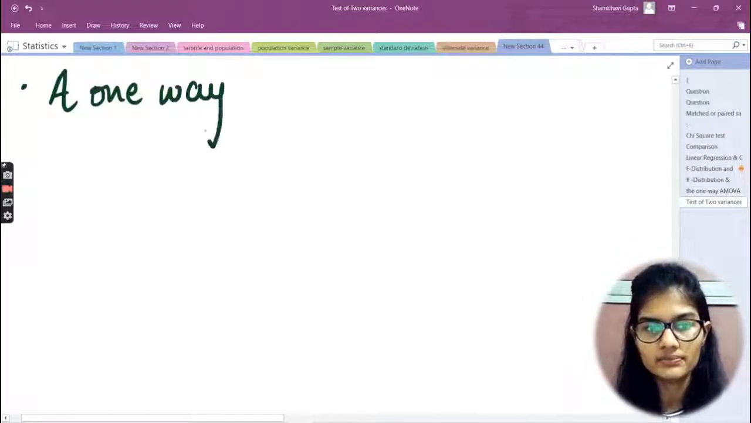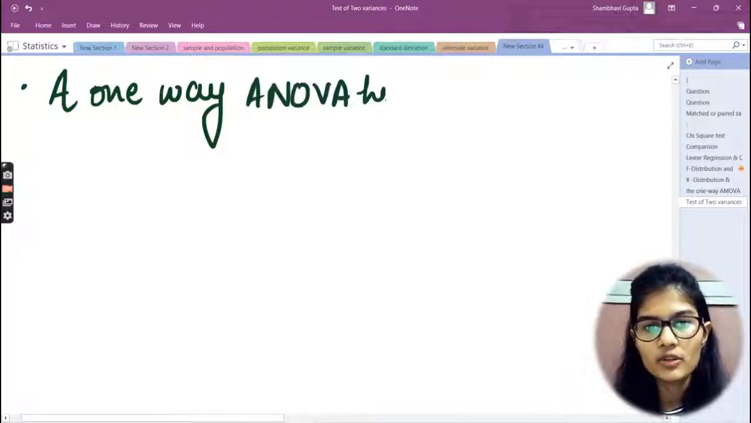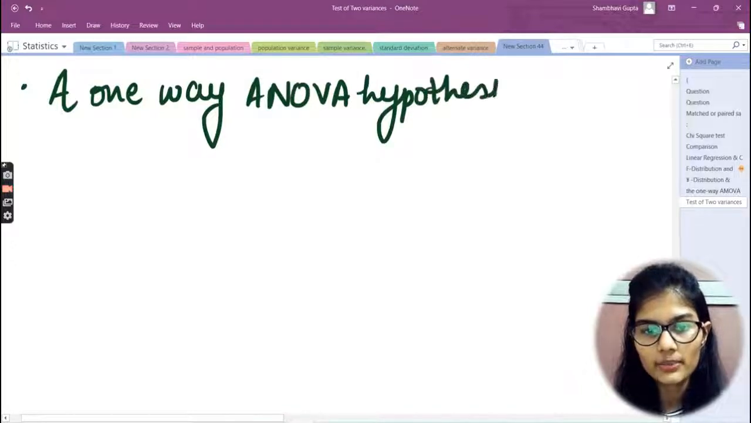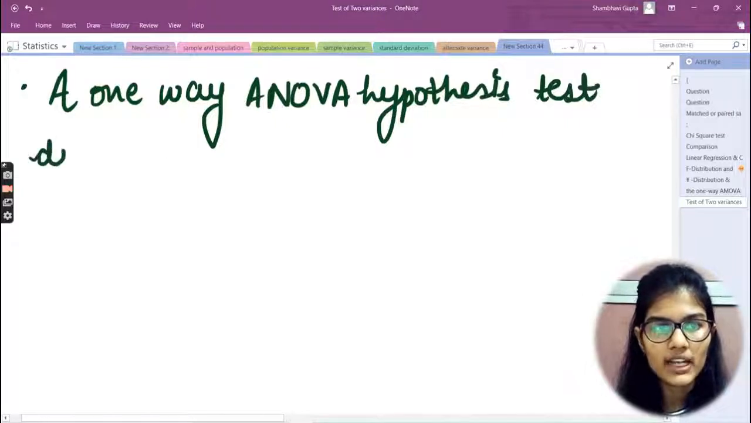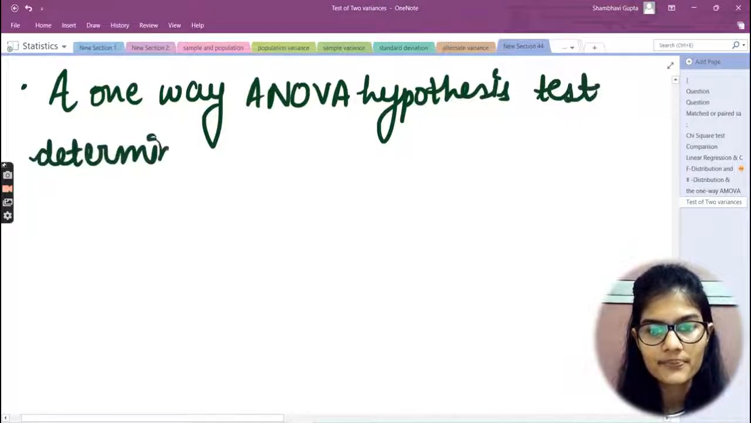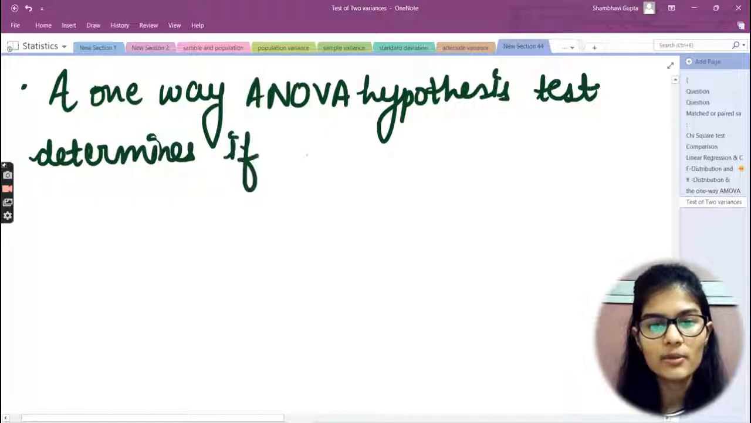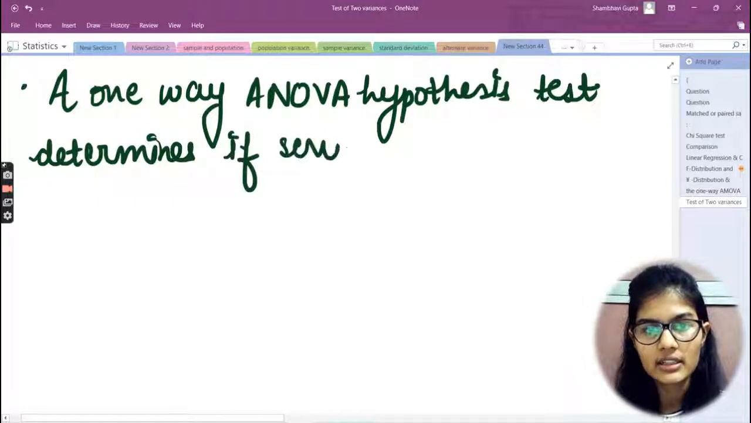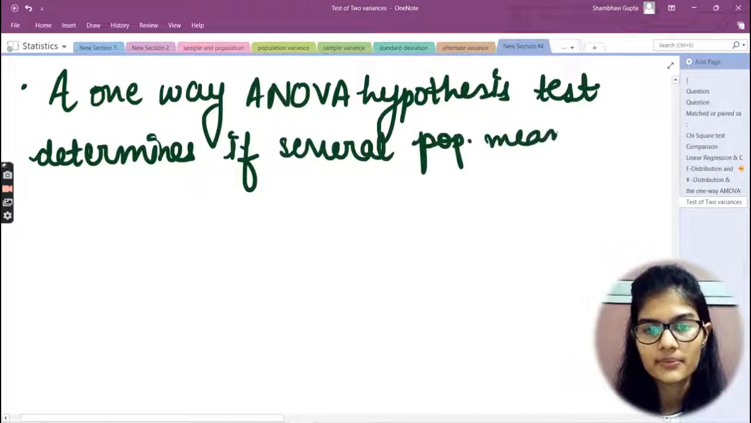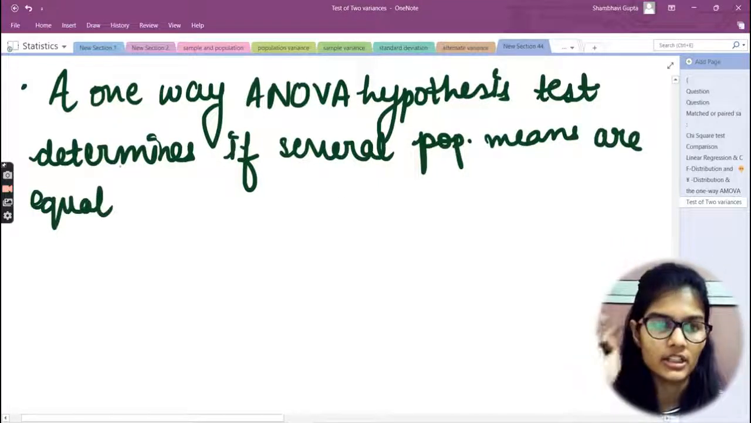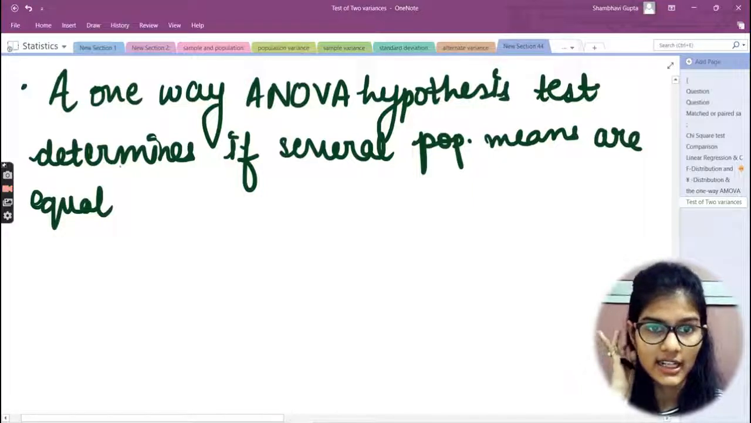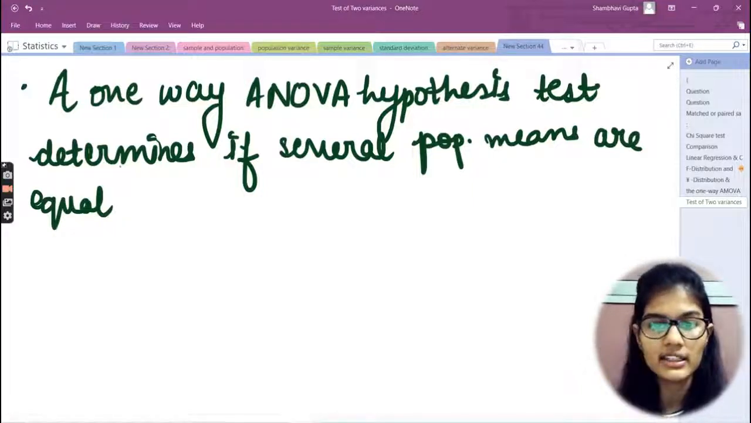A one-way ANOVA hypothesis test determines if several population means are equal. So a one-way ANOVA hypothesis test determines if several population means are equal.